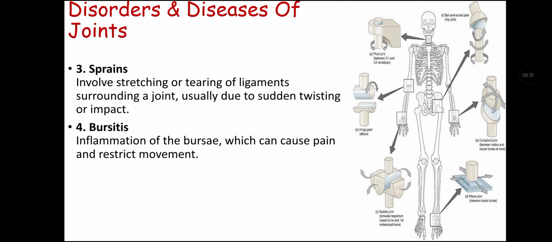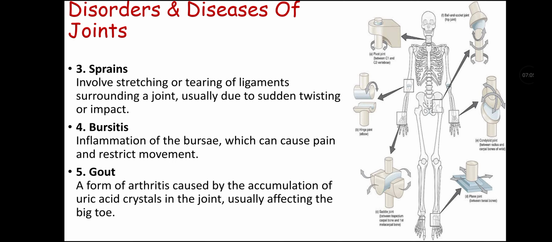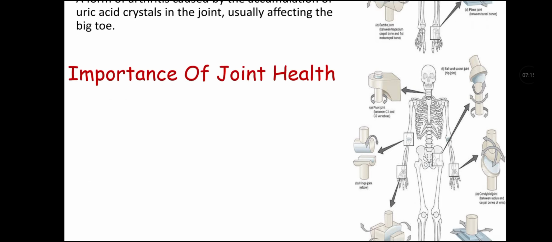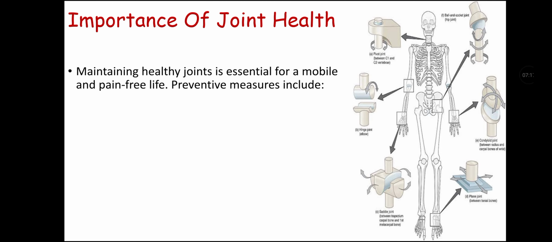Next disorder is bursitis, that is inflammation of bursae, which can cause pain and restrict movement. Next disorder is gout, that is a form of arthritis that can be caused by accumulation of uric acid crystals in the joint that usually affects the big toe. Importance of joint health. Maintaining healthy joints is essential for a mobile and pain-free life.